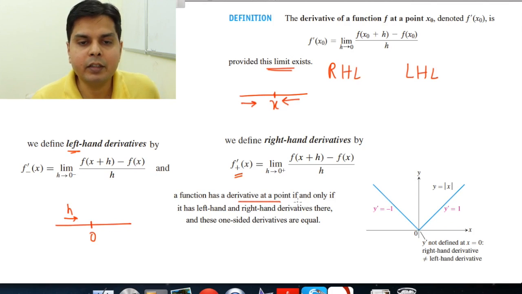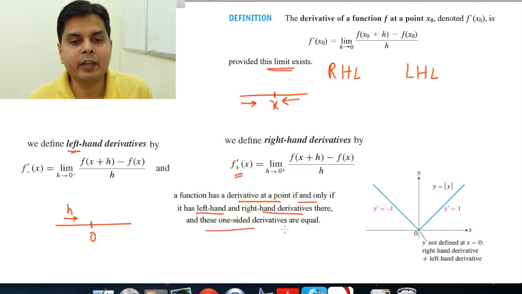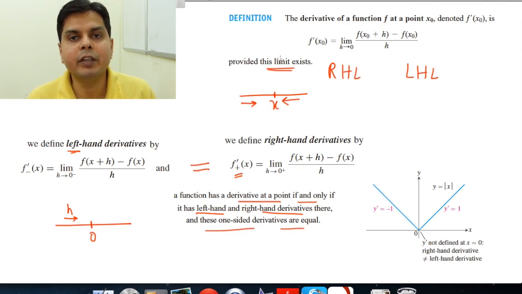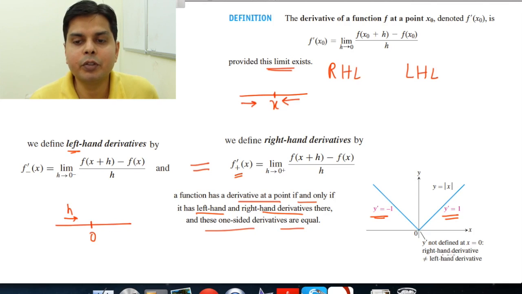Now a function has a derivative at a point if and only if the left hand and right hand derivatives exist there and these one-sided derivatives are equal. Then only the function will have a derivative at that point. You see in this example which I showed previously also, y is equal to mod x, the right hand derivative is plus 1 but the left hand derivative is minus 1. So y prime is not defined at x equal to 0 because the right hand derivative is not equal to the left hand derivative.